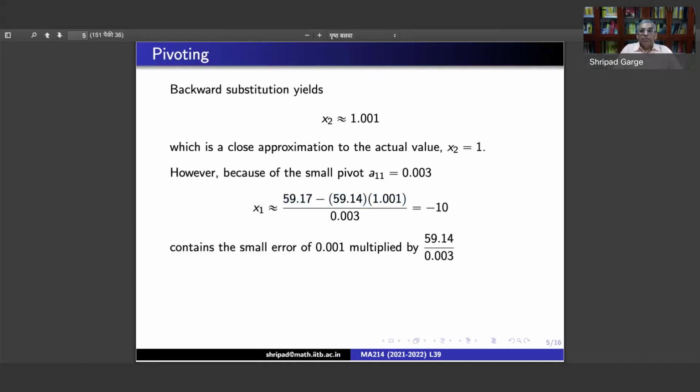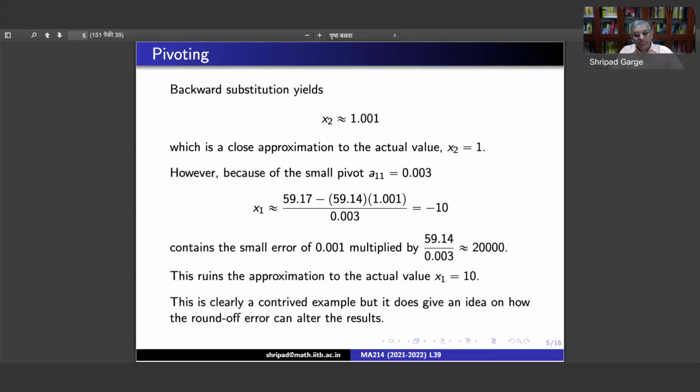So this is what has happened. The error is a small error, which is 0.001, which has been multiplied by this big number. So the error, which was 1.001 minus 1, which was 0.001 in the x2 value, has now been magnified by the division by the small number in the computation of the value of x1. So roughly a factor of 20,000, that's the error that we have now got, and that has completely ruined the approximation to the actual value, which is x1 equal to 10.